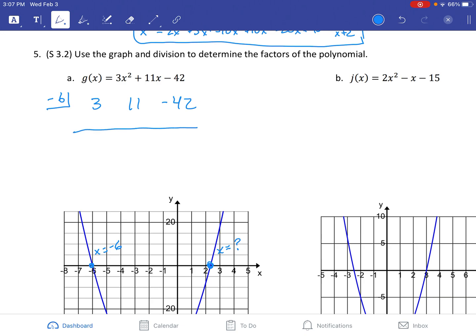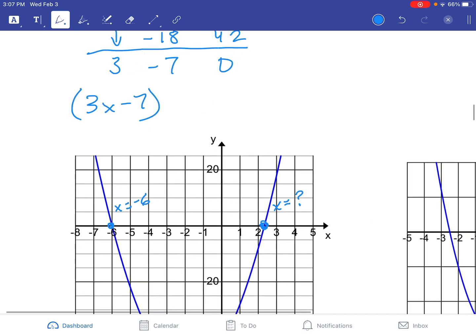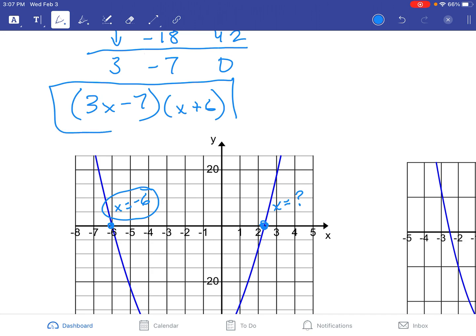Negative 6 is going to be the term that we're going to divide by. So we drop the first number, which is 3, times negative 6 is negative 18. Add those up, you get negative 7, times negative 6 is positive 42. Which gives you 0. So the other factor we're missing is 3x minus 7. Now we have to put in the factor that we do know, which is from x equals negative 6, and turn this back into a factor. To do that, we add 6, so it's x plus 6 as the other factor. Okay?